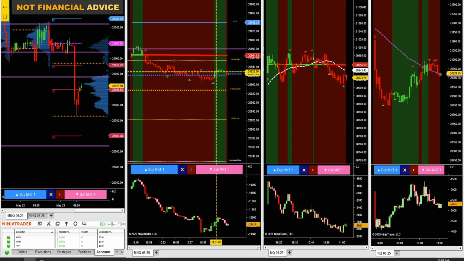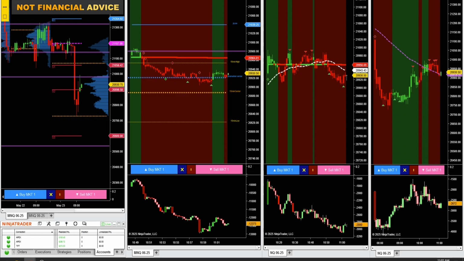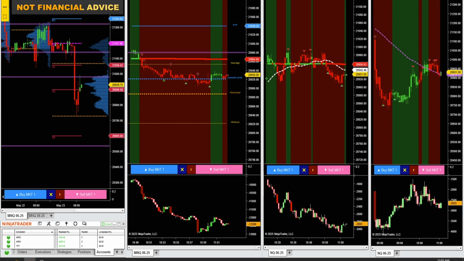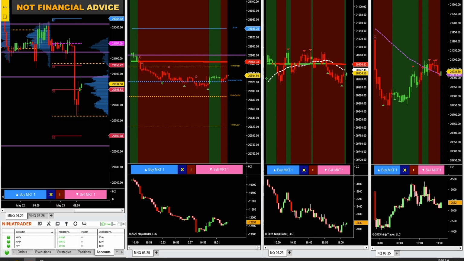Got a little bounce long. I have a few trades that I like to do that are just based on time of day, mixed with whatever price action is going on for that day. 10 o'clock, 10:30, 11, and 11:30.